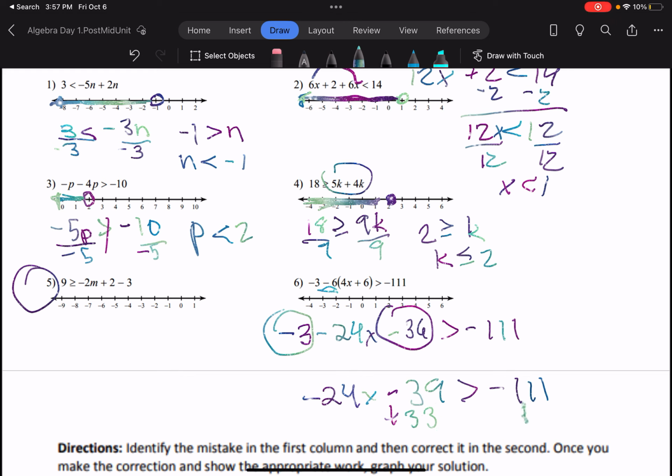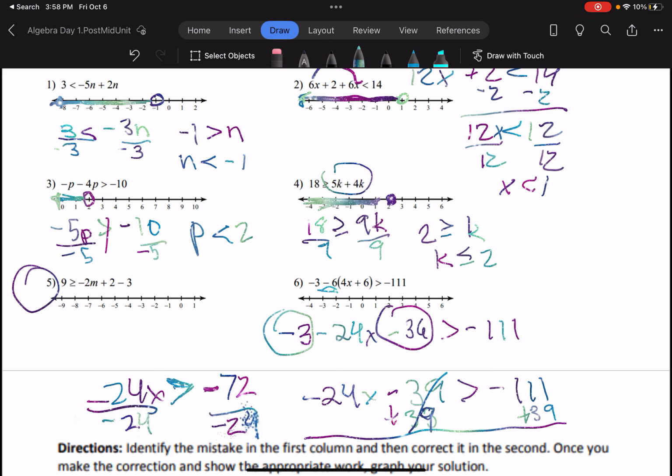Add 39 to both sides. And we get negative 24x is greater than negative 111 plus 39, which is going to give us negative 72. So now here I am going to divide both sides by negative 24. And so this sign is going to flip. And so it's going to be x is less than, and then negative 72 divided by negative 24 is going to be positive 3. So here, and it's an open sign because it's not or equal to.